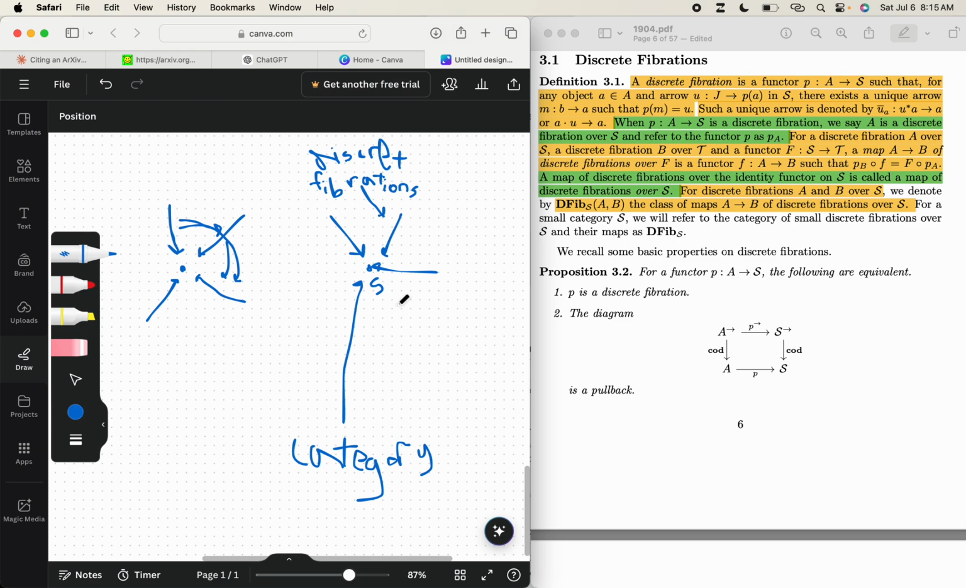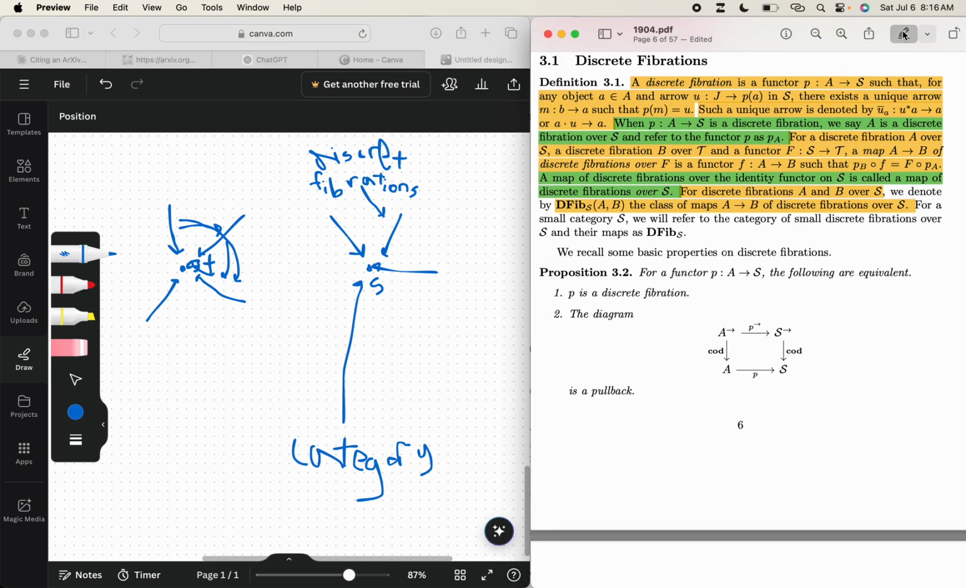I'll think about this later, but I want to know what happens when we take the structure out of the category of categories and we look at it in the category of sets or something. If this is just a set, and these are just functions, what kind of functions would they be? I'll explore that later. For a small category, we will refer to the category of small discrete fibrations, and their maps, as DFib_S. That's cool, because I was hoping that we could study this categorically, and apparently we can, as long as we restrict it to small categories.